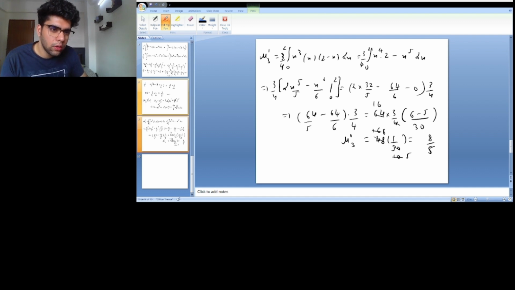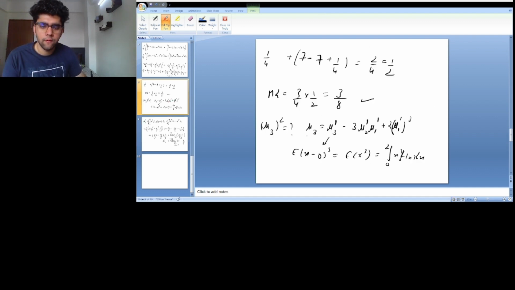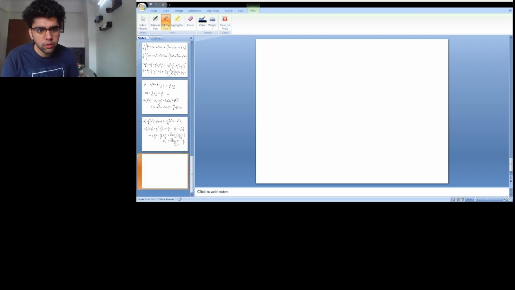So now what all did we need to find this? The third moment with respect to the mean. We needed this, we have got this. We found this earlier, we found this also earlier, and we also found this earlier. So we can put in all of the values and find the third moment with respect to the mean.